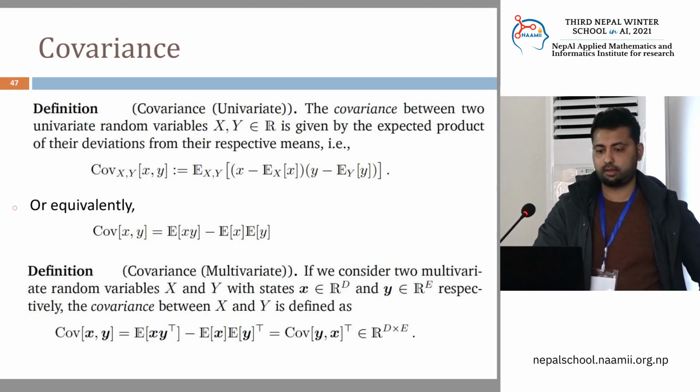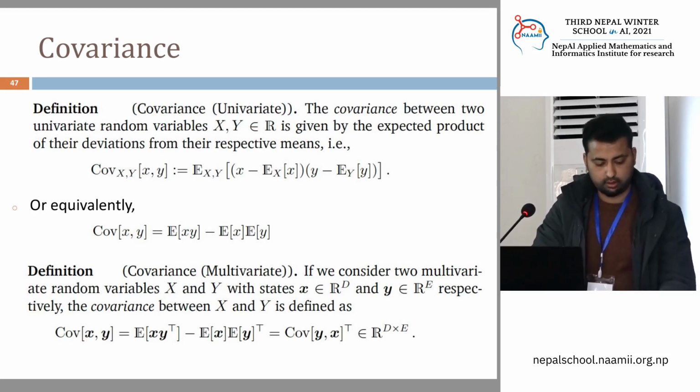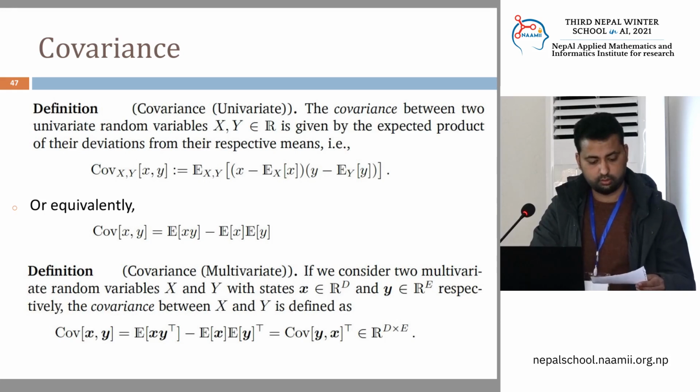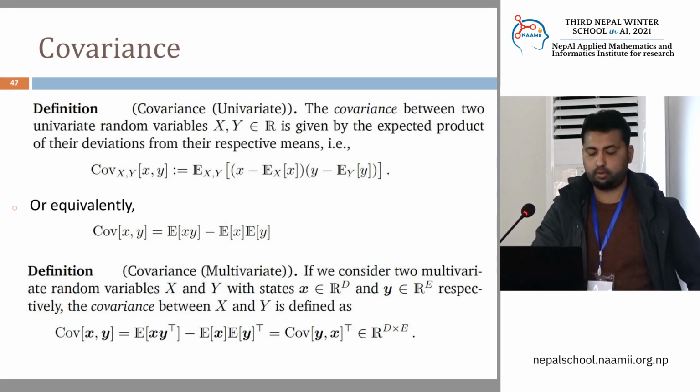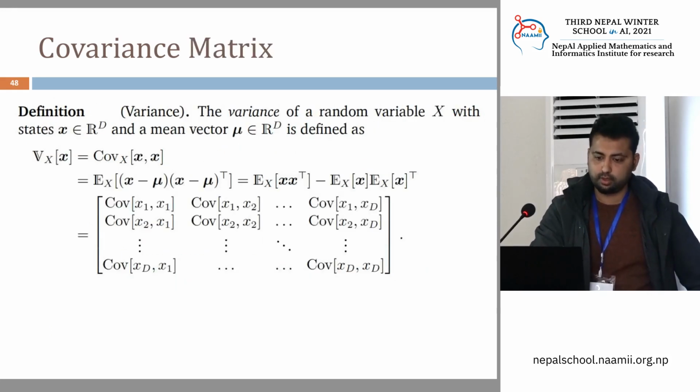Okay, I got notice that we need to wrap up by 12 because there is some other event. I would wrap up with this example, which is the variance of the Bernoulli distribution.